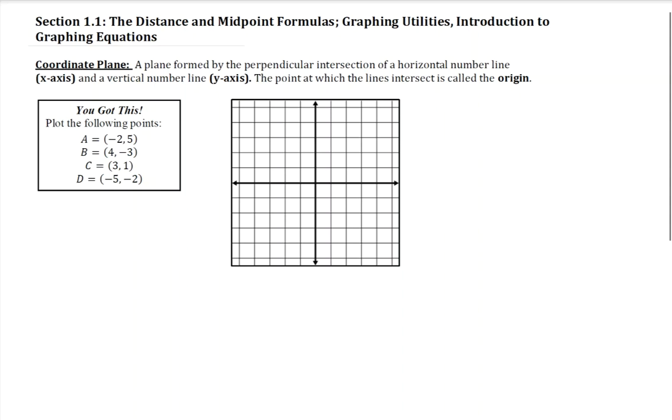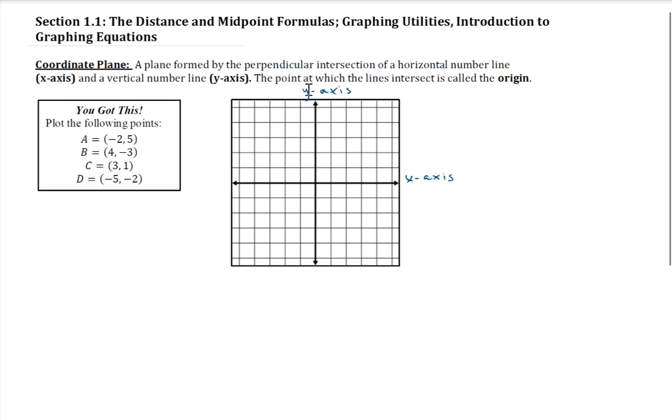Alright, as it says up here, the coordinate plane is a plane that's formed by the perpendicular intersection of a horizontal number line, also known as the x-axis, and a vertical line, which is the y-axis. The point at which the lines intersect is called the origin. So as you can see in our little coordinate grid here, we have two number lines. This horizontal number line right here is what we're referring to as the x-axis, and the vertical number line here, the bold one right here, is what we're referring to as the y-axis.